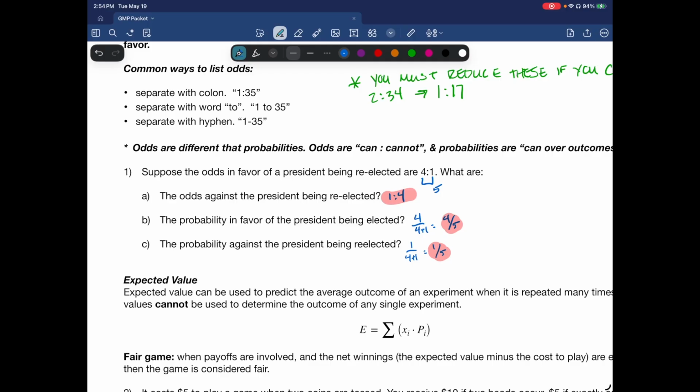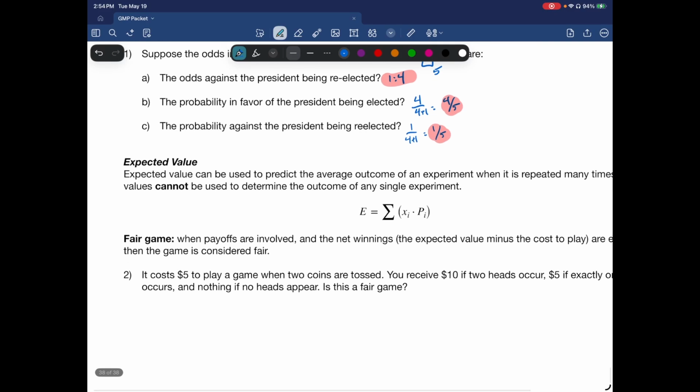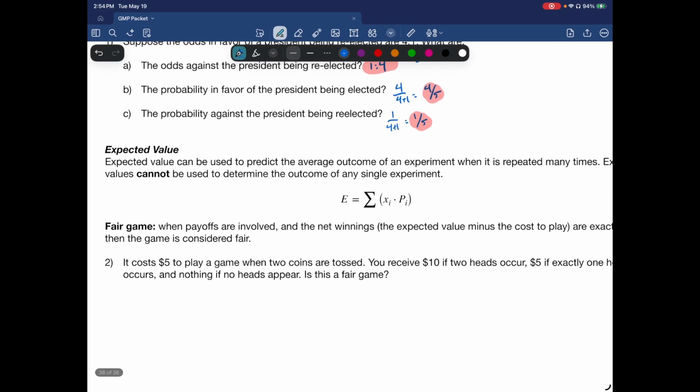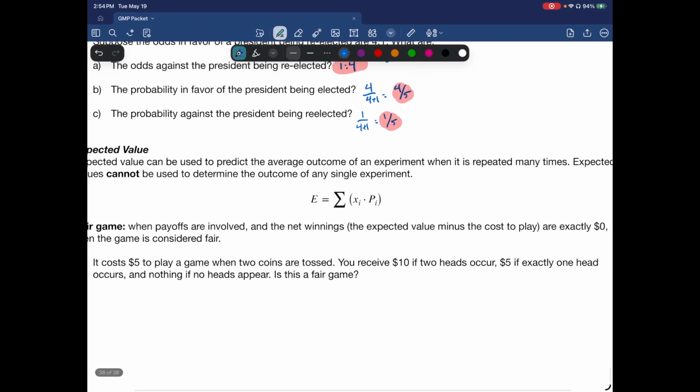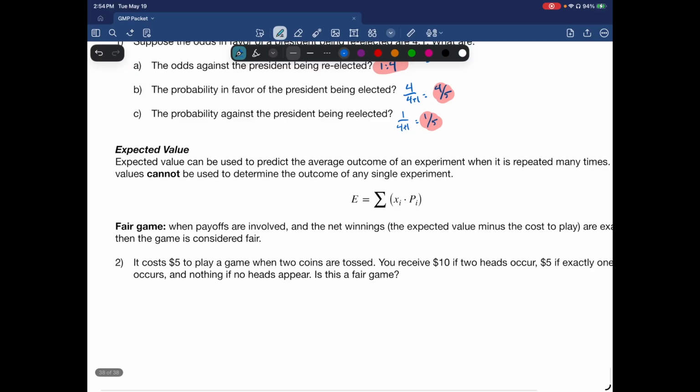Right. So odds and probabilities are similar, but they're different. So make sure you can tell the difference. All right. Now, expected values are simply this. Expected values can be used to predict the average outcome of an experiment when it's repeated many times. Expected values cannot be used to determine the outcome of any single experiment. This is your formula. That big E thing is a sum, and all you're doing is taking each outcome and multiplying by the probability, and you're going to add up all your options.